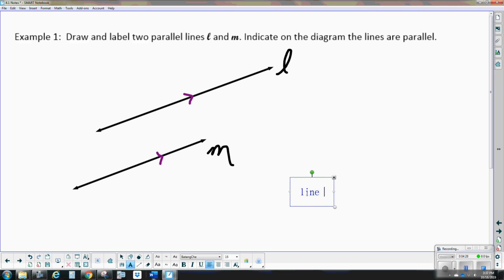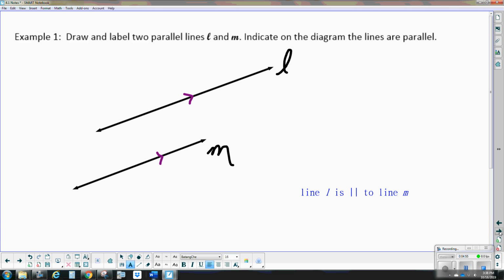So line L is parallel, and we can just use those 2 slashes. Line L is parallel to line M. Okay, that's how you'll see it written, but when you're marking a diagram, you're using these feathers.